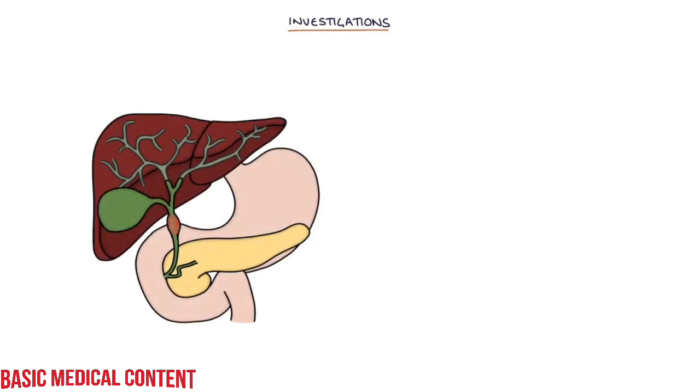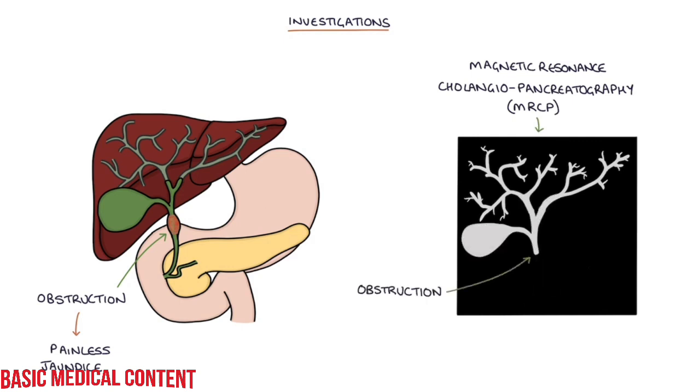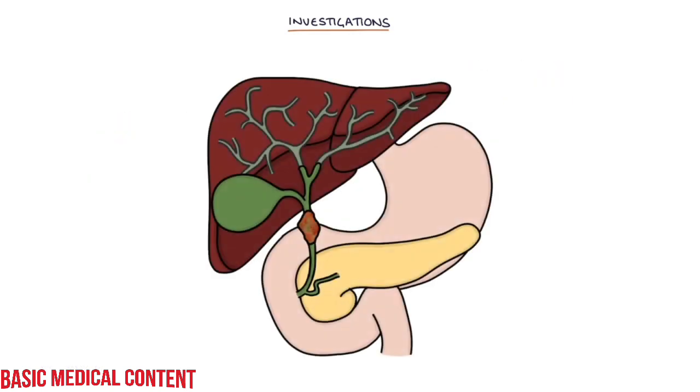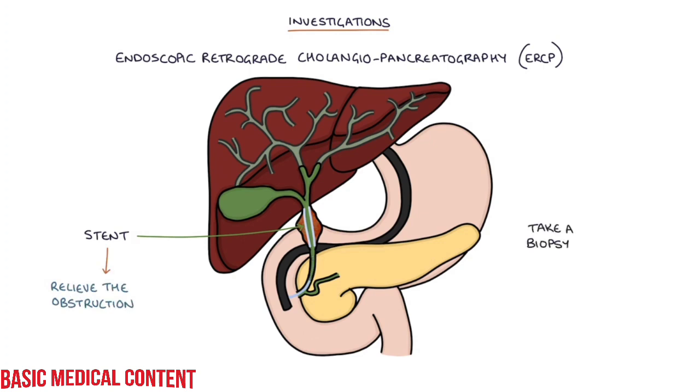If the patient has evidence of obstruction, for example painless jaundice, a magnetic resonance cholangiopancreatography, or MRCP, imaging may be used to visualize the biliary system in detail and assess any obstruction. If there is obstruction in place, an endoscopic retrograde cholangiopancreatography, or ERCP procedure can be used to put a stent in and relieve the obstruction. And it can also be used to obtain a biopsy from the tumour.